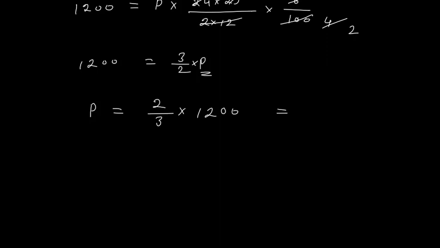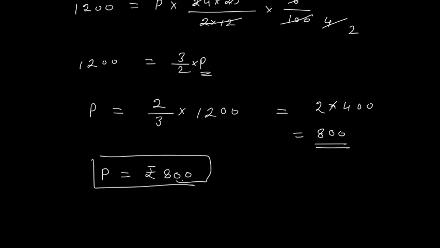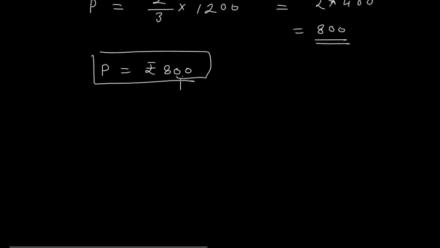So this will give me 2 into 3 4s are 12. So 2 into 400 will give me 800. So the value of P is rupees 800. The value of P is rupees 800. Now maturity value also we have to find out.